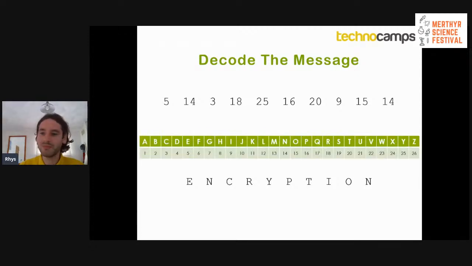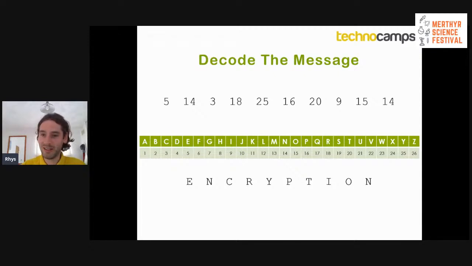Now for the next one, we can see we've got 5, 14, 3, 18, 25, 16, 20, 9, 15, 14. And as you can see, it spells out the message encryption. So the 5 would be an E, the 14 would be N, and so on.